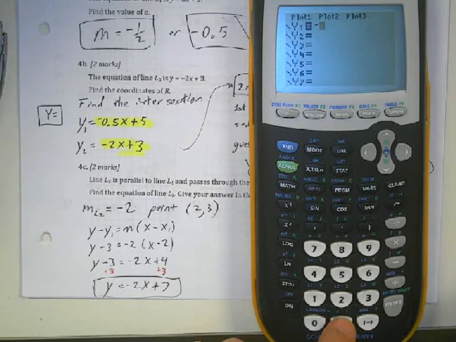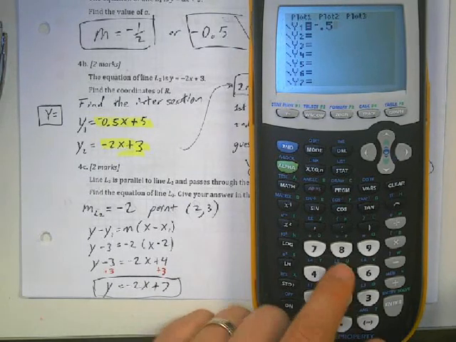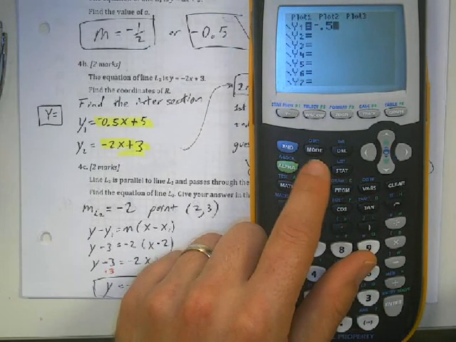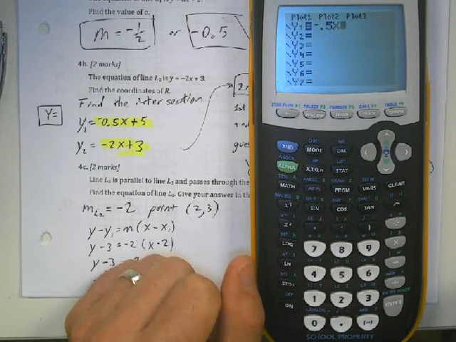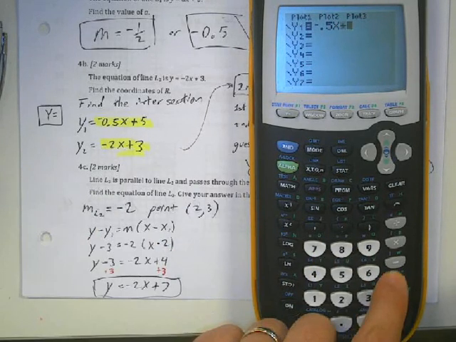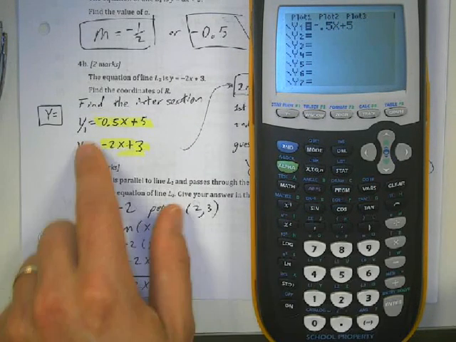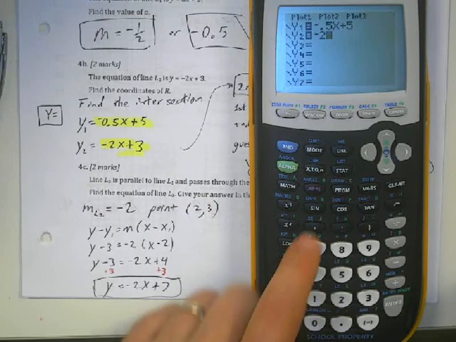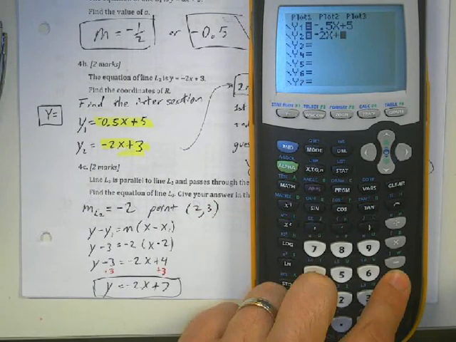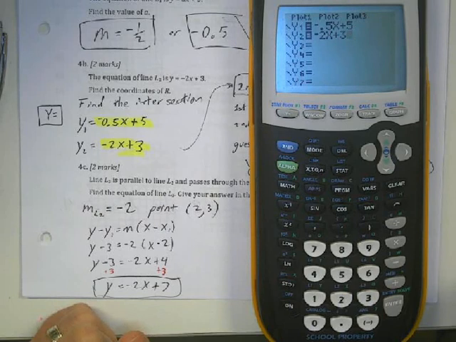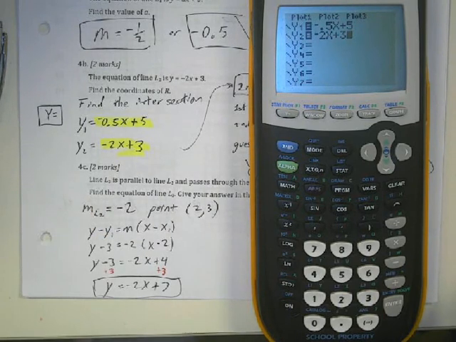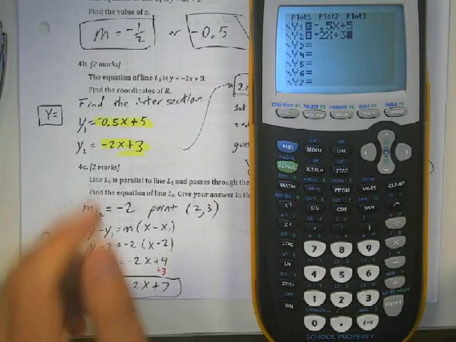The x button is this here, X,T,theta,n. I'm going to push that to get my x, and then plus 5. That's this first equation. The second equation is -2x plus 3. You can watch this in slow motion if you need to see what buttons I pushed.